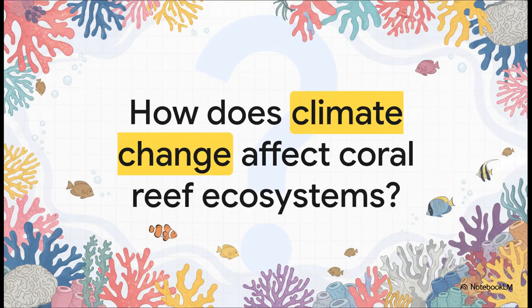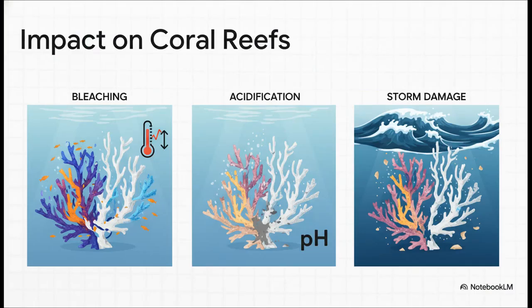Next up, a really important question about one of our most fragile ecosystems: coral reefs. The model answer points to 3 huge threats: bleaching from heat, acidification, and storm damage.